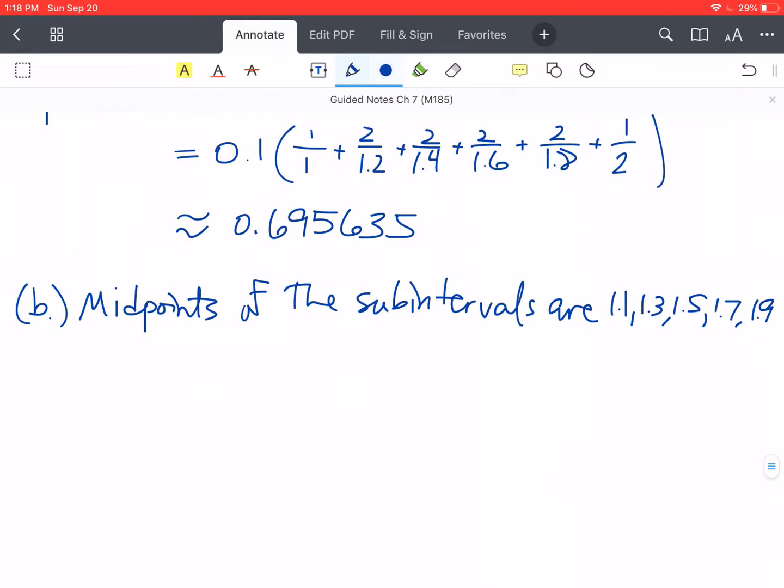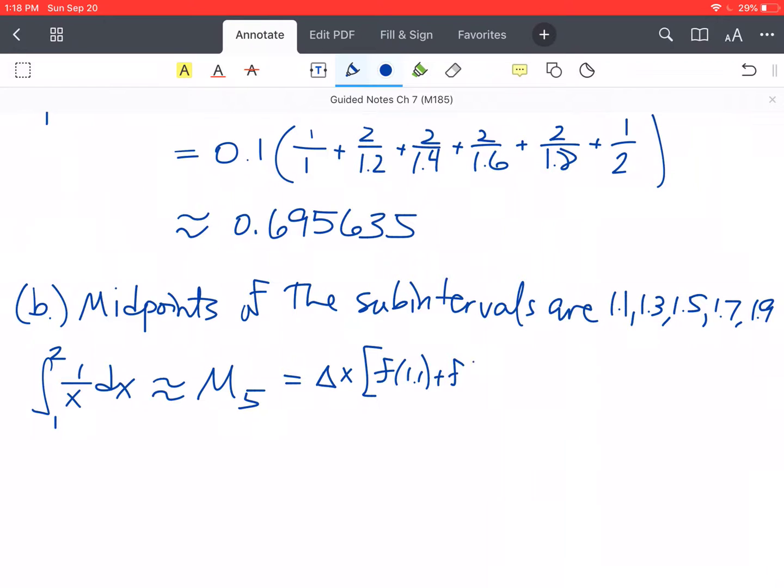So our integral from 1 to 2 of 1 over x dx will be approximated by the midpoint rule with 5 rectangles. So that's going to be delta x times f of 1.1 plus f of 1.3 plus f of 1.5 plus f of 1.7 plus f of 1.9.